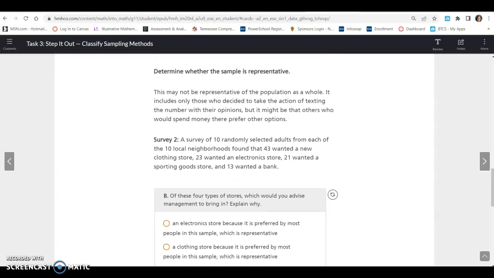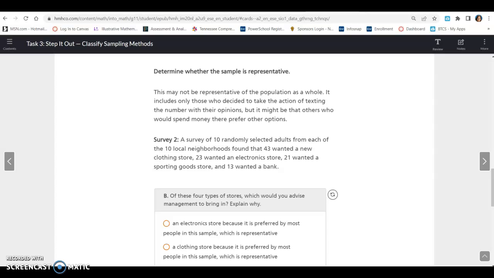Now it says determine whether the sample is representative. This may not be representative of the population as a whole. It includes only those who decided to take the action of texting the number with their opinions, but it might be that others who would spend money there prefer other options.